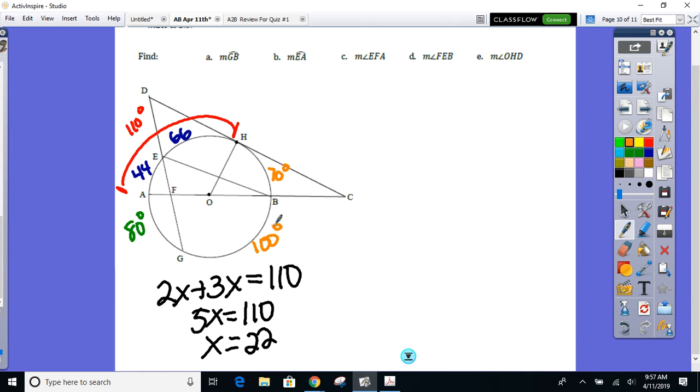All right. All the arcs are now labeled. We should be able to figure out all these right now. Hey, look at A and B. You already did it. Arc GB, it was 100. EA, 44. Look at you guys, already got 2 of them done. All right, now we got to get down to business. EFA. Everyone take a look where EFA is.